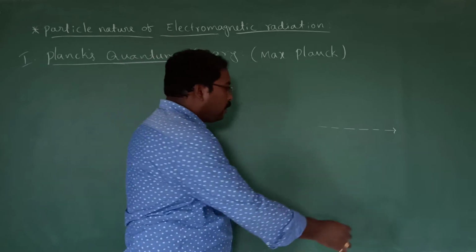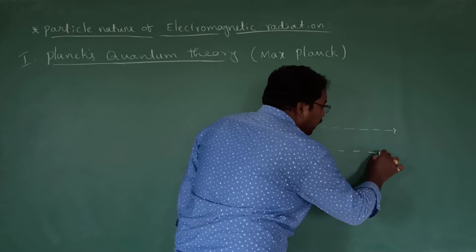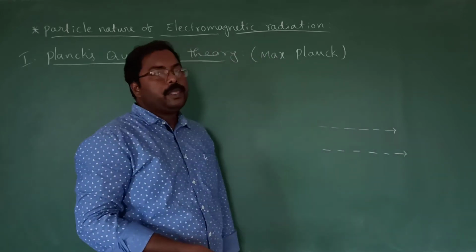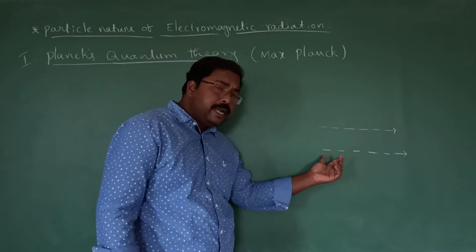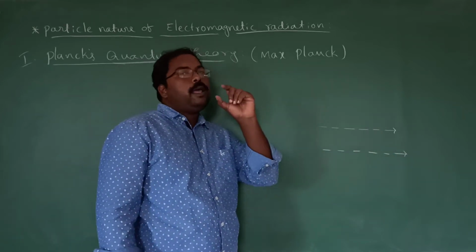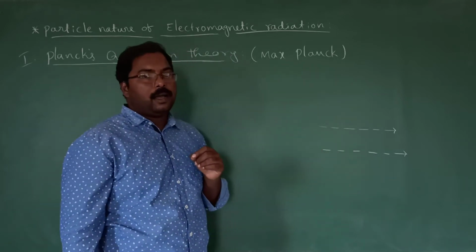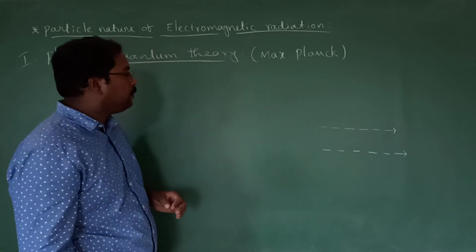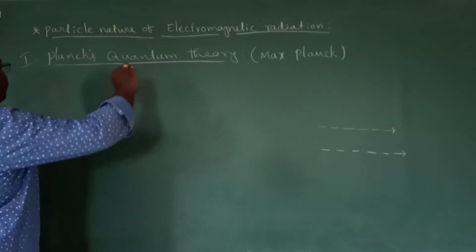Understood the logic? So instead of a continuous flow of energy, according to Max Planck, energy is emitted or absorbed by any body in a discontinuous manner, in the form of small energy packets which are named quanta. So that is the main statement given by Max Planck. So first note down the statement given by Max Planck.